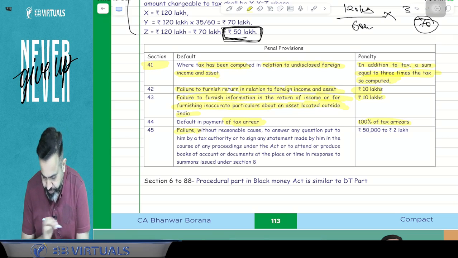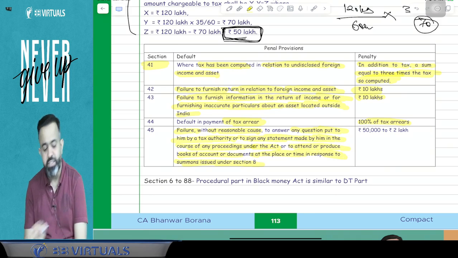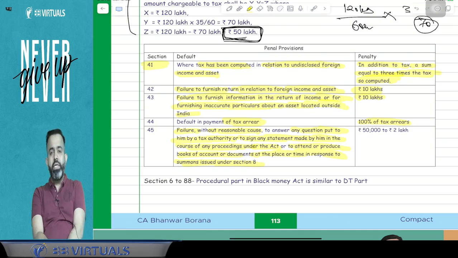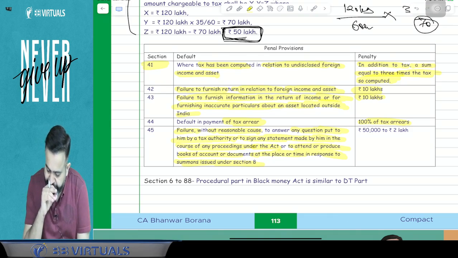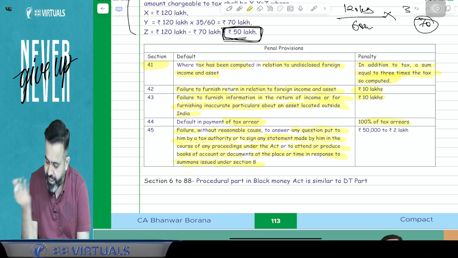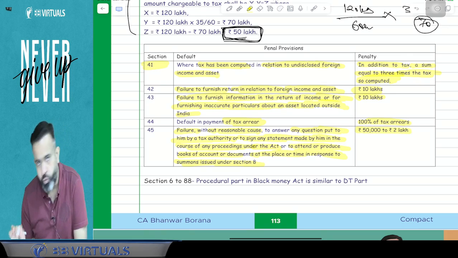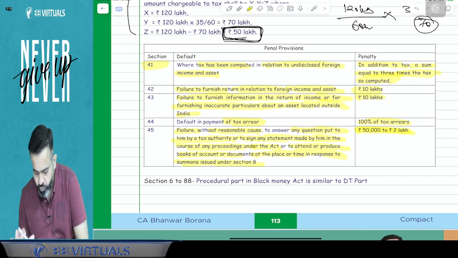Now, failure without reasonable cause to answer any question put to him by the tax authority, or to sign any statement made by him in the course of any proceeding under the act, or to attend or produce books of accounts or documents at a place or time in response to a summons issued under section 8. Suppose the department sends you a notice and you have not answered, or you have not made the statement, or you are not producing the books of accounts, then there will be a penalty of 50,000 to 2 lakh rupees.